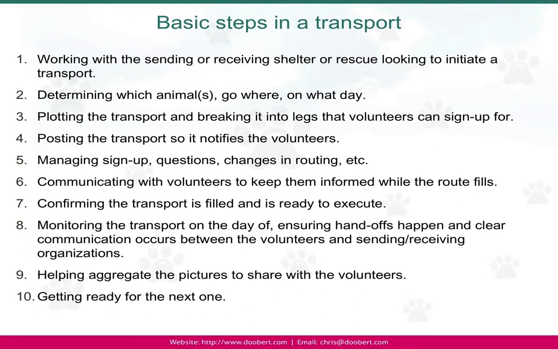If we just think about the transport in some basic steps, really what's happening. First is working with the sending or receiving shelter or rescue that's looking to initiate the transport. Again, we'll pair you up with one of these organizations, and so you can develop a relationship, kind of get in their cadence. There are some organizations that do transports weekly. Some of them will do multiple transports in a week. There's other organizations that might do a transport once or twice, every couple months. It really just depends. And so we'll try and work with you to find a group that you're comfortable working with and pair you up so that you can kind of fit into things.